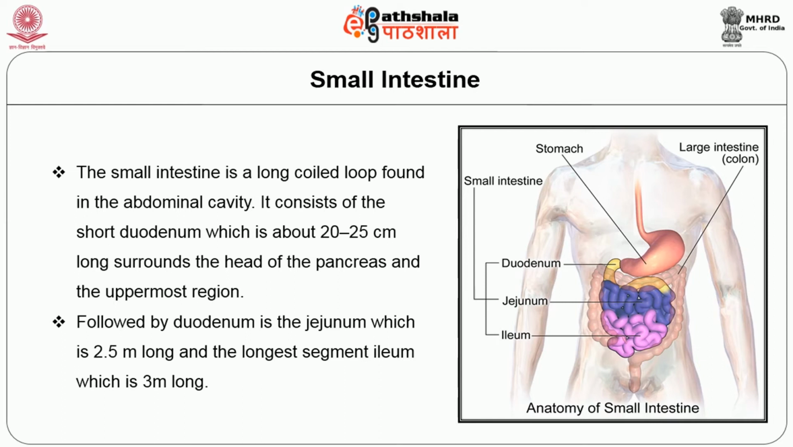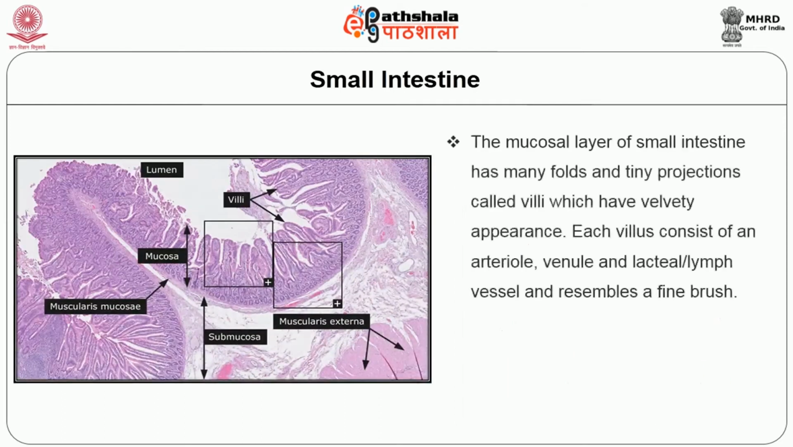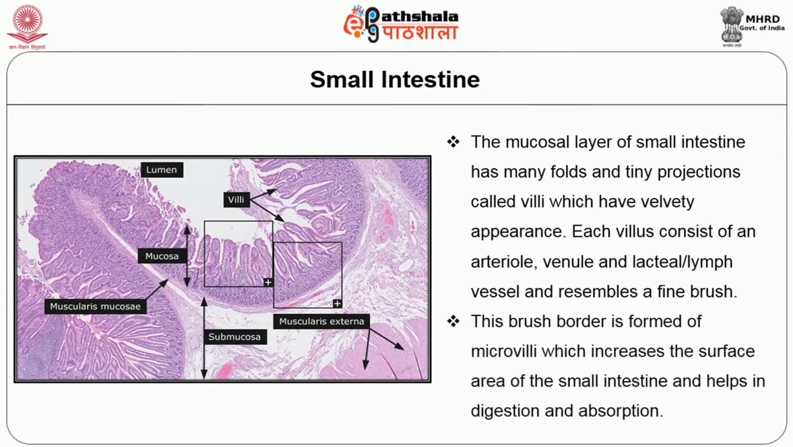is 3 meters long. The mucosal layer of the small intestine has many folds and tiny projections called villi, which have a velvety appearance. Each villus consists of an arteriole, venule and lacteal or lymph vessel and resembles a fine brush. This brush border is formed of microvilli, which increase the surface area of the small intestine and help in digestion and absorption.